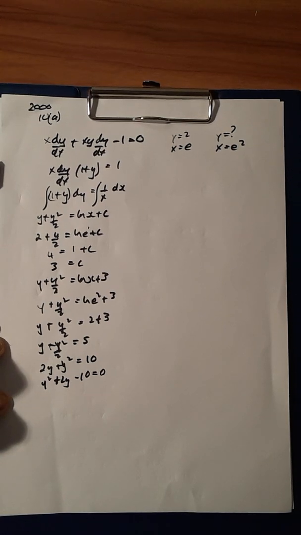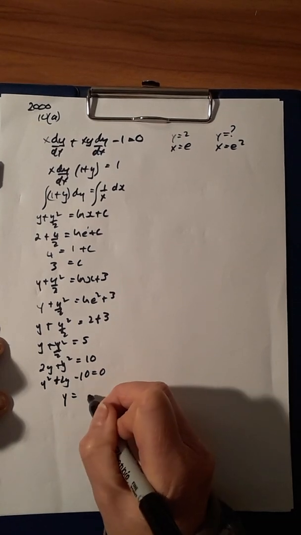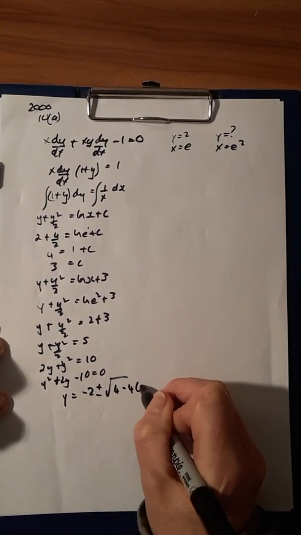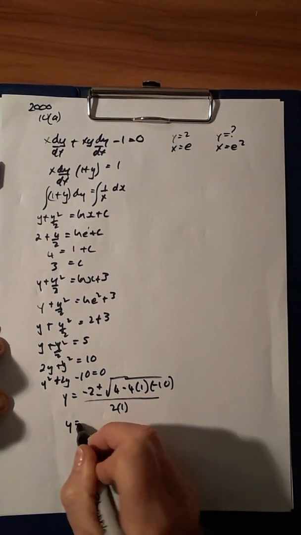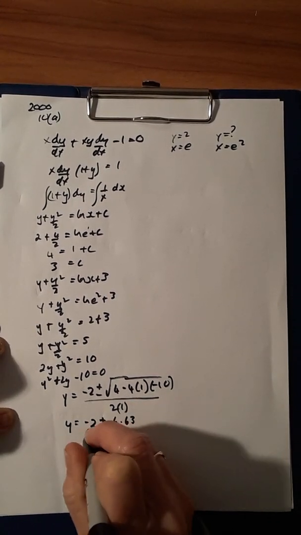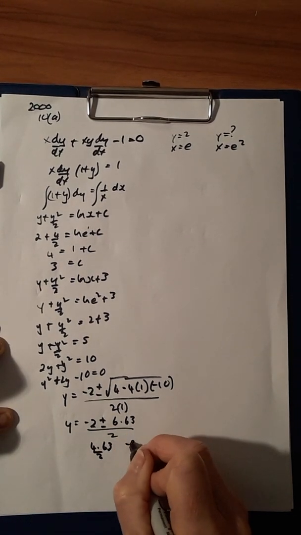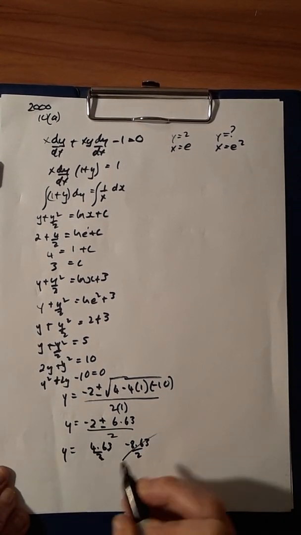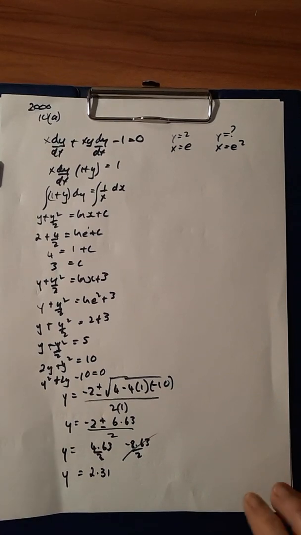Can't solve that linearly. I'll have to use the minus b formula, which gives me y is equal to minus b plus or minus the square root of b squared minus 4ac, all over 2a. When I solve that, I'll end up with minus 2 plus or minus 6.63, all over 2. That gives me two values for y, 4.63 over 2 and minus 8.63 over 2. But the question specifically says positive values of y, so I'm going to ignore this one and I get 2.31. So that's the first part of the question.